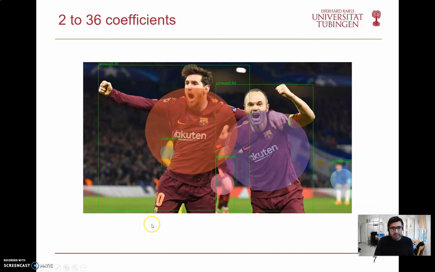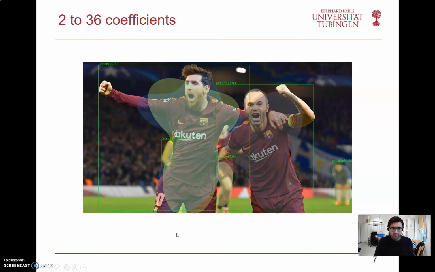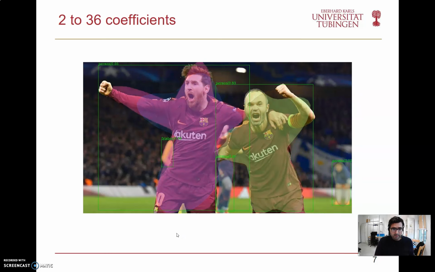So this is the output of our network when we used varying numbers of coefficients. This output here shows 2 coefficients, so these are ellipses. And when we increase the number of coefficients, you can see the masks are more aligned to the ground truth masks and can predict more complicated things.